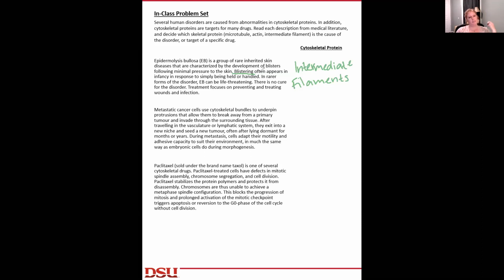So now you've got that tumor cell that was in your liver, and it's moved through the body after breaking away from the tumor and starts a new tumor in the lungs. They exit into this new niche, seed a new tumor, often lying dormant for months or years, okay? During metastasis, cells adapt their motility and adhesive capacity to suit their environment in much the same way as embryonic cells do during morphogenesis.